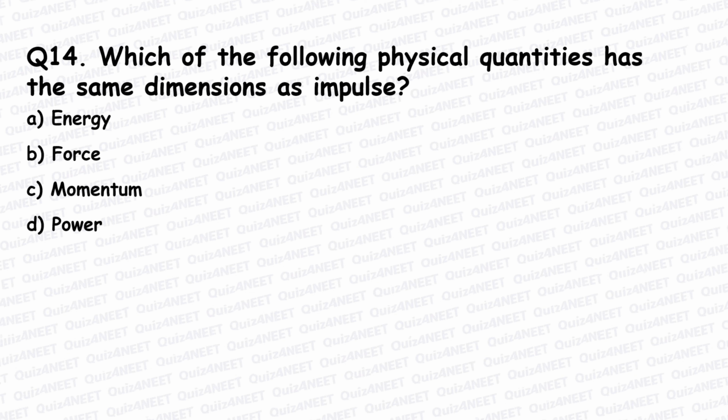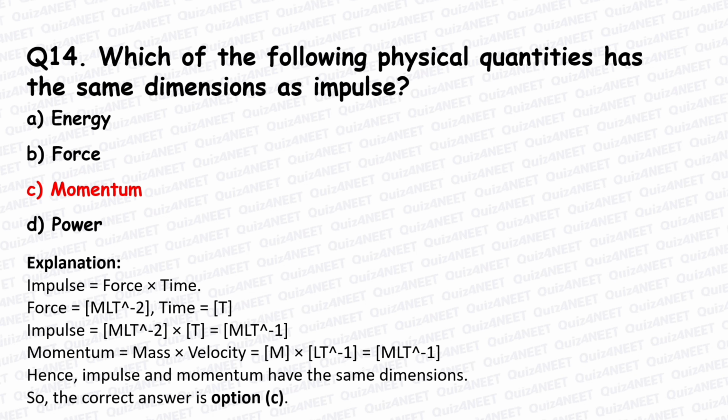Q14. Which of the following physical quantities has the same dimensions as impulse? A, energy; B, force; C, momentum; D, power. Answer: C, momentum. Explanation: Impulse = force × time. Force = MLT⁻², time = T. Impulse = MLT⁻¹. Momentum = mass × velocity = MLT⁻¹. Hence, impulse and momentum have the same dimensions. So the correct answer is option C.